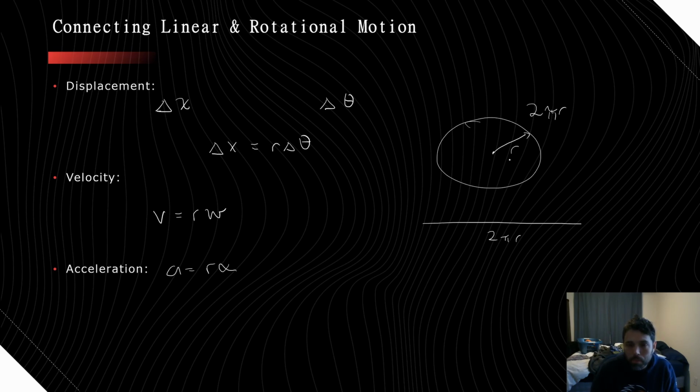If r were actually 1 meter, then this would be 2 pi times 1, and so my delta x would just equal the 2 pi, which is the angular displacement. If the radius were 3, then that one revolution would be 2 pi times 3, and the same thing over here, the r becomes 3. So it works out just like that. All you have to do is multiply by the radius, and you can convert from the angular version of the thing to the linear version of the thing.